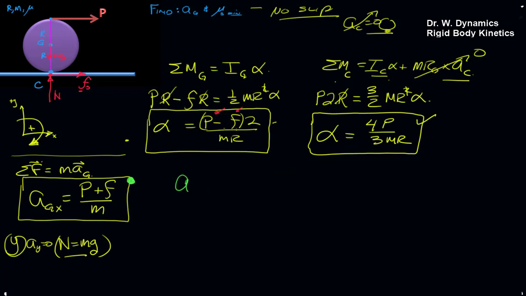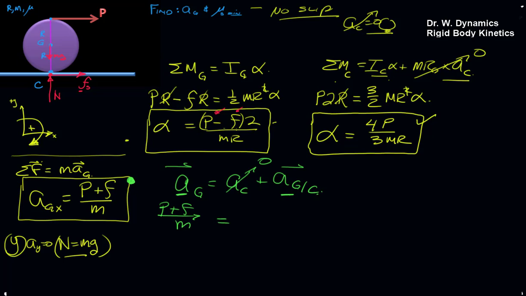So we can say a of g will be a of c plus a of g with respect to c. And we like this because it's fixed. So a of c is 0, and we find that the acceleration of g will be the observed acceleration of g with respect to c. A of g is this. It's (P plus F) on m, and it's in that direction.